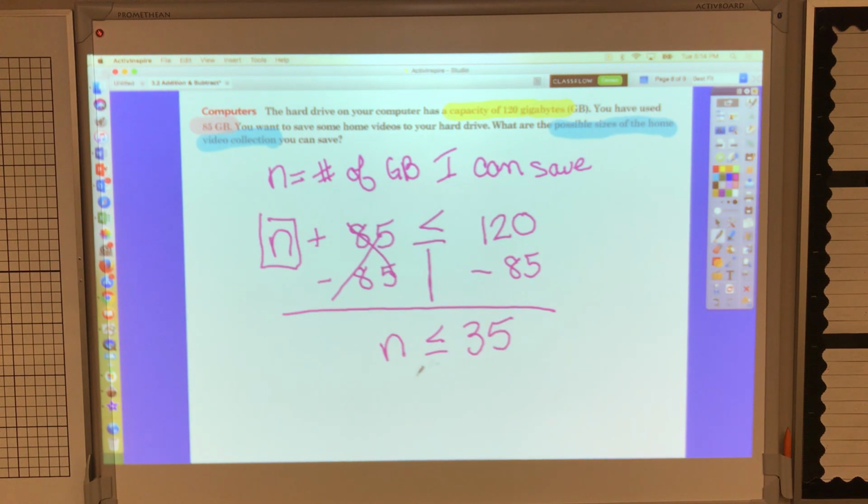Again, this is a word problem, so I don't want to leave my answer that way. So I'm going to say at most 35 gigabytes, or I could say 35 gigabytes or less. Because it can be exactly 35, because that's the maximum amount he has on his computer, but it can also be less than that. And that's solving addition and subtraction inequalities.